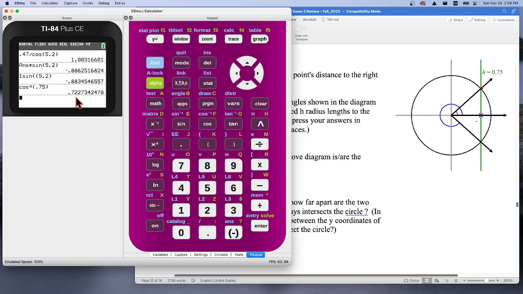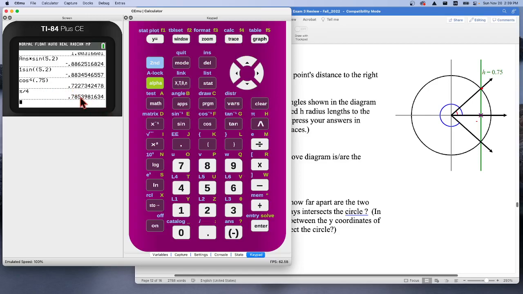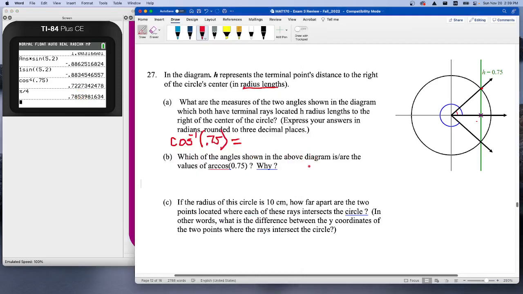Pi over, so 45 degrees is pi over 4. Let me just do a check. 45 degrees is pi divided by 4. Let's see, what is that in radians? 0.785. So it's a little bit less than pi over 4, so 42 degrees. Makes sense. Our answer is 0.7227. To 3 decimal places, 0.723. So that's the red angle.